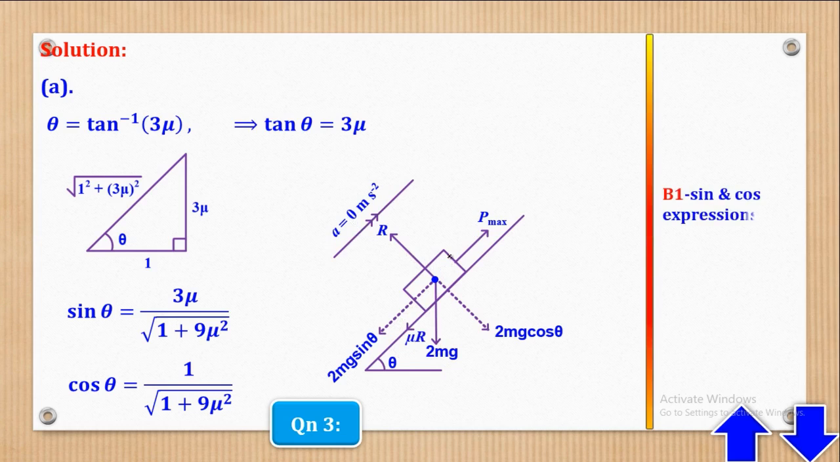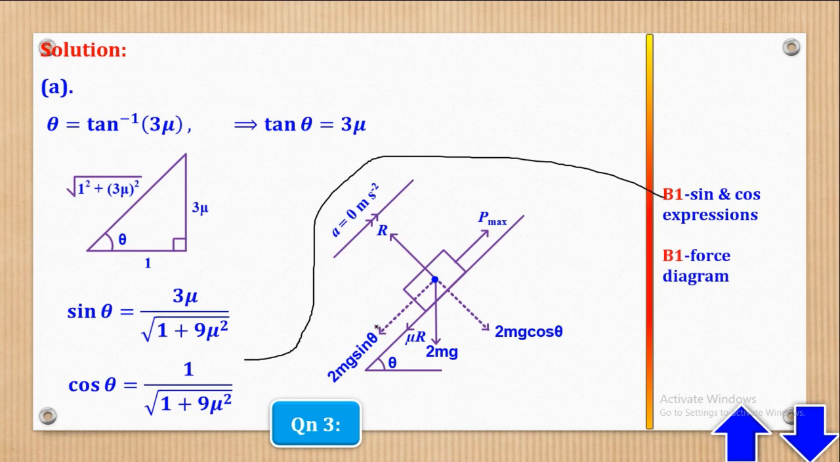Now before we go to the next slide, let's see how much can be awarded for this. So B1 was for you to get the sine and cosine expressions, then B1 for the first diagram drawn using a ruler.